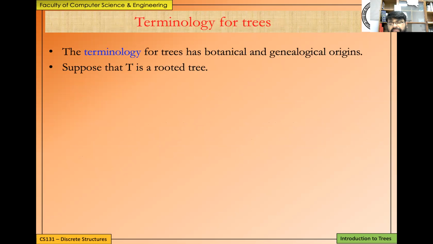So then let us go with some terminology for trees. The terminology for trees has botanical and genealogical origins. Botanical is something that has to do with botany, and botany is a branch of biology, as many of you may already know. The terminology here has its origins from botany as well as genealogy. Genealogy is the study of ancestral order, as I know it. So it has a lot of its roots in biology and basic botany.